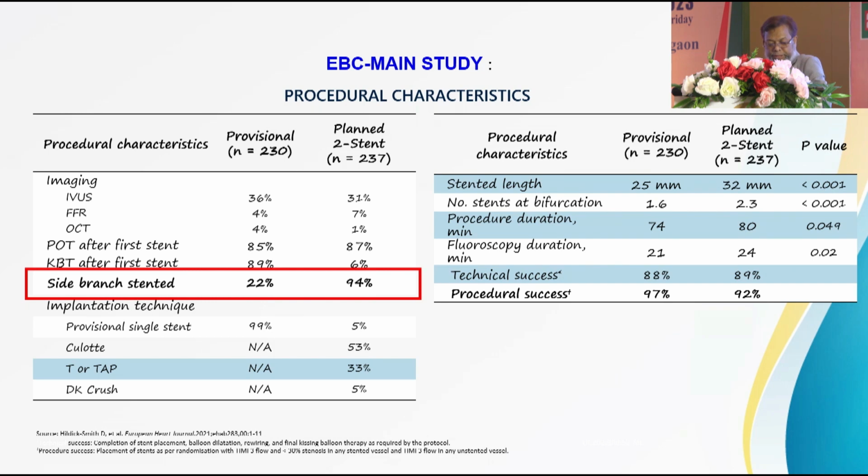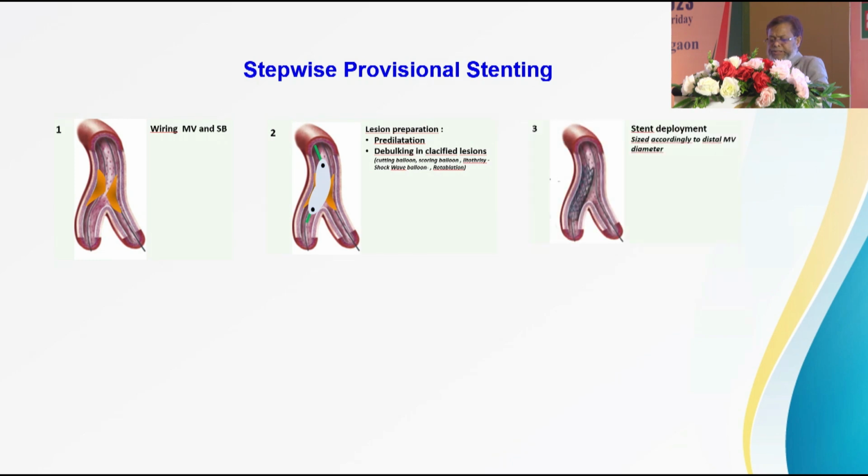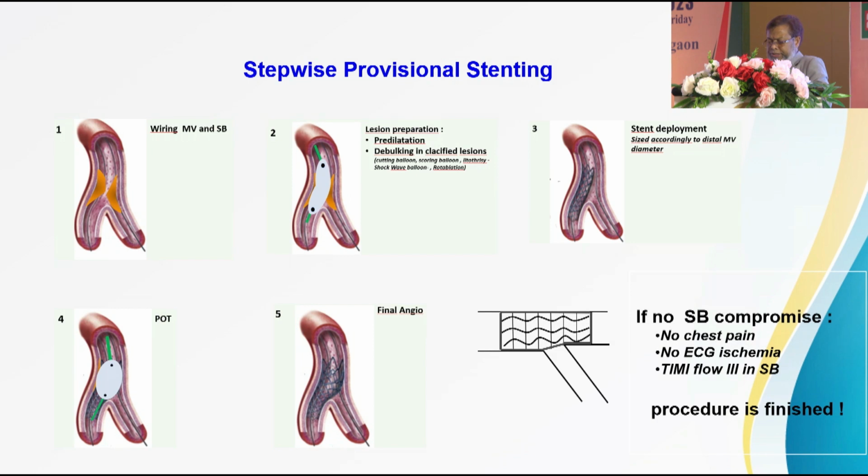In EBC MAIN, you see that side branch treatment was done in the left arm, that is the provisional arm. 100% they did the provisional, 100% they did the KBI, but only 22% required a second stent. And these are the different steps of stepwise provisional stenting. I don't want to tell all these steps, but one step I would like to mention regarding POT.